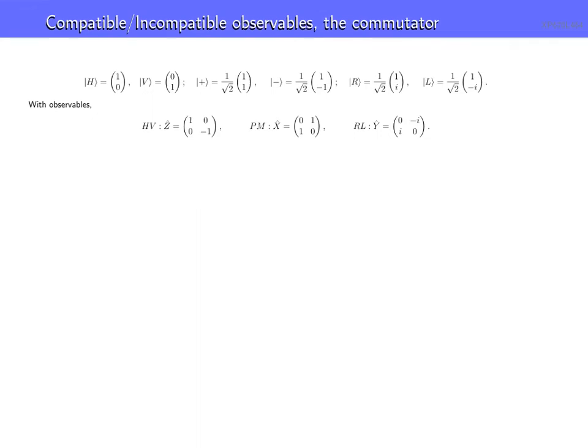In previous lectures, we introduced our polarization bases, our three complementary bases: the HV bases, the plus minus bases, which we sometimes call PM, and the RL bases. We also introduced the observables, operators, for the HV bases that we're going to call Z, which is 1 minus 1 on the diagonal, X for the PM or plus minus bases, off diagonal ones, and the RL has i's in there, as we talked about in the previous lecture. And these are the observables for those particular bases.